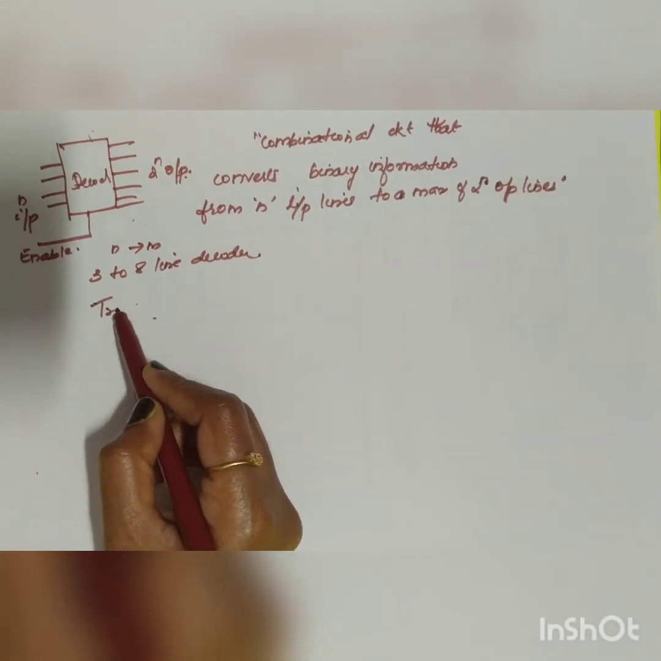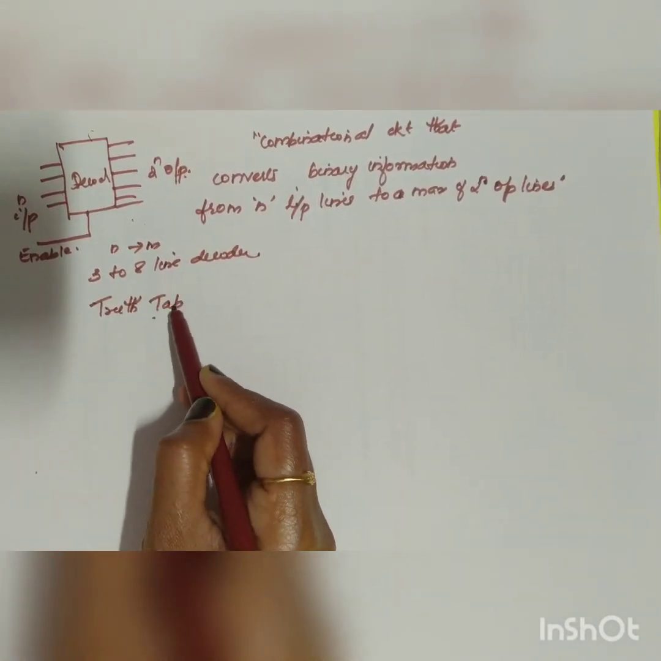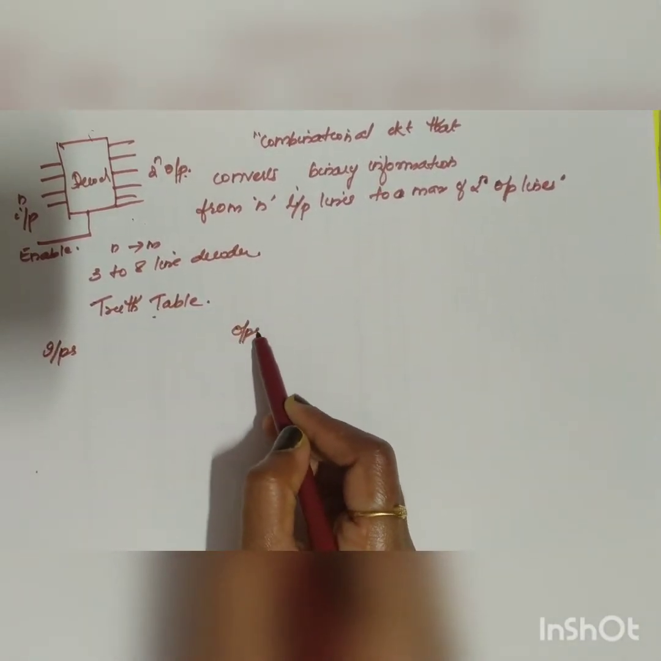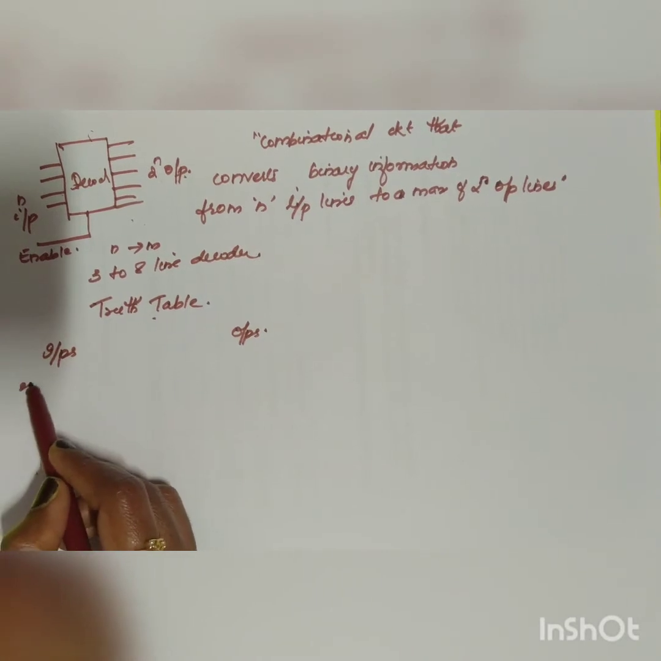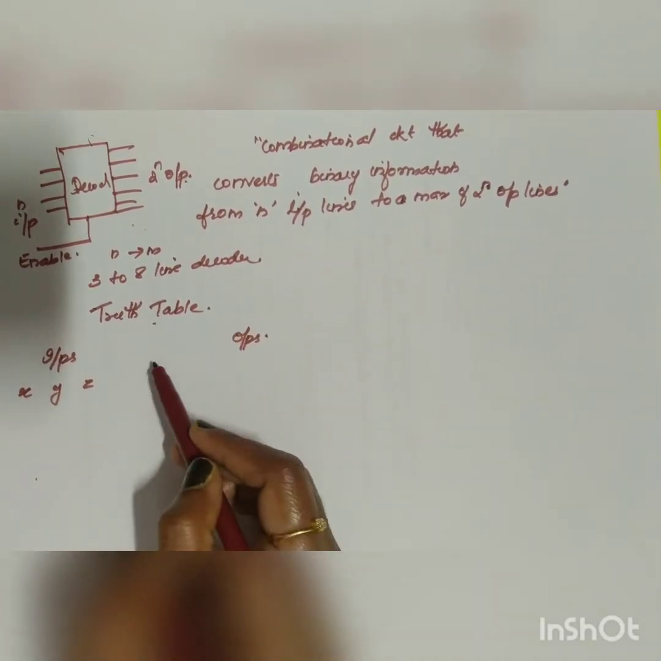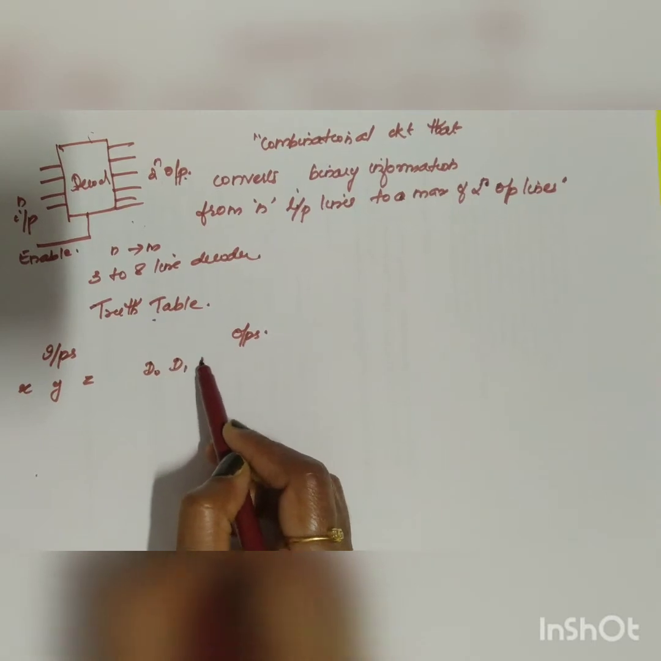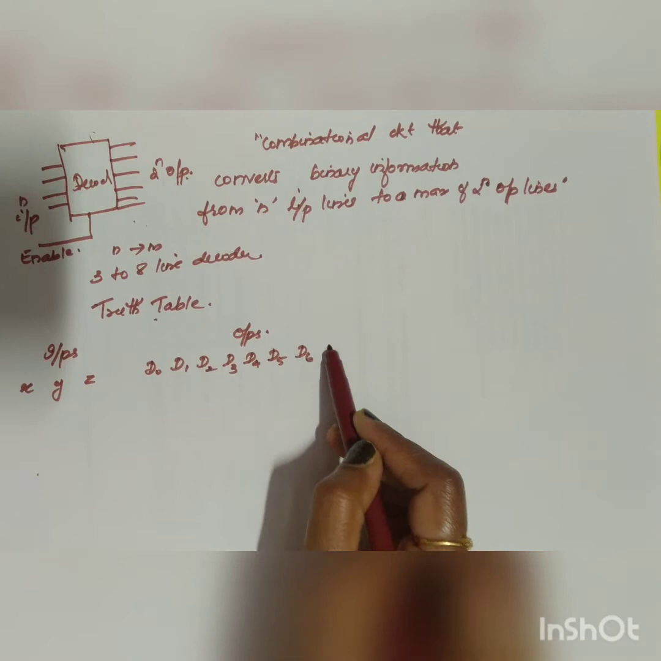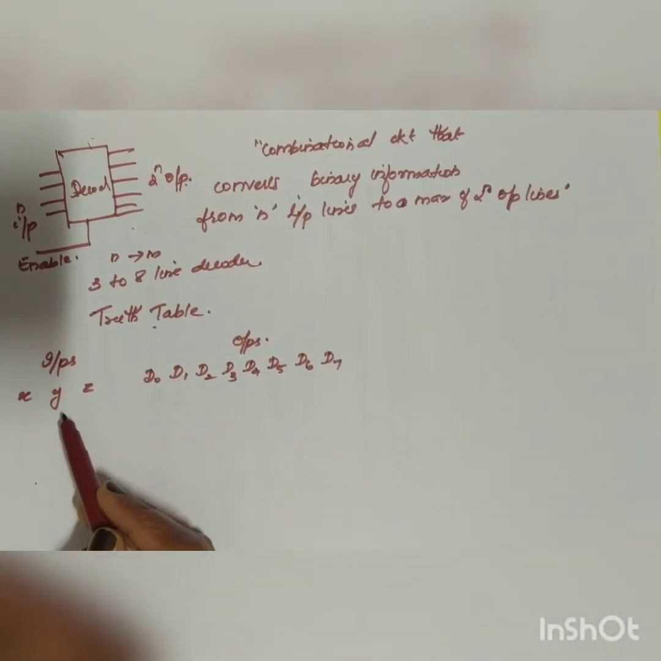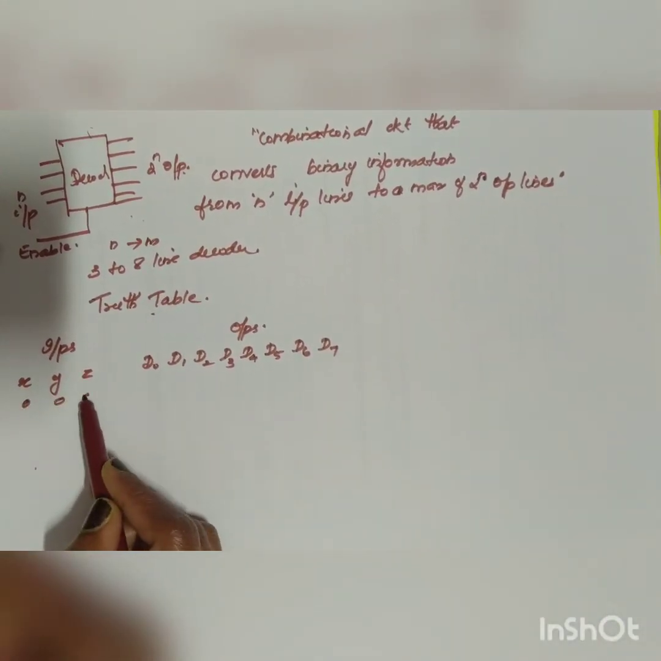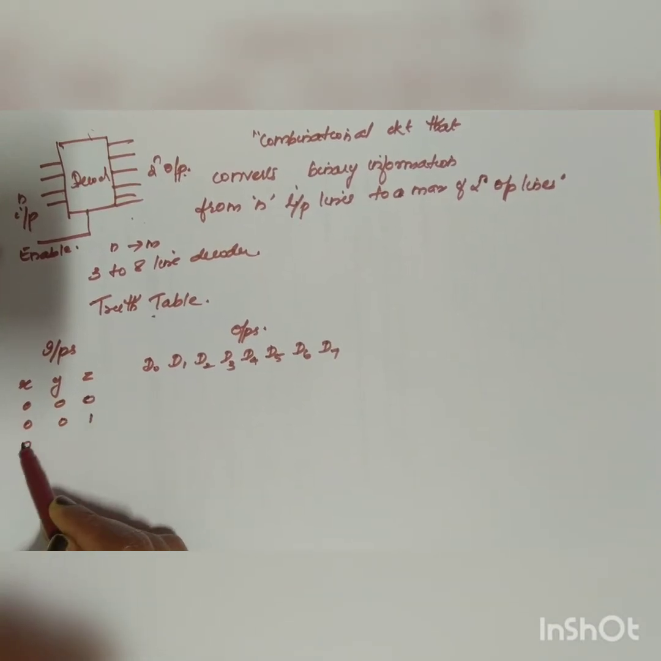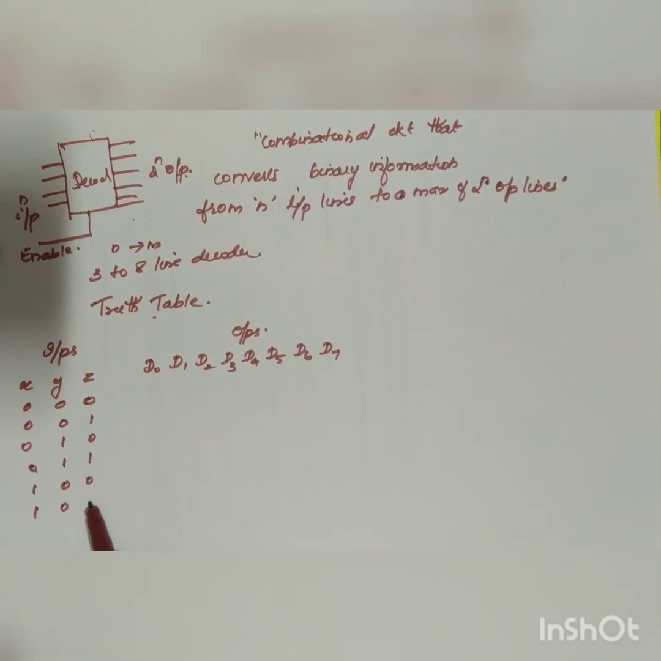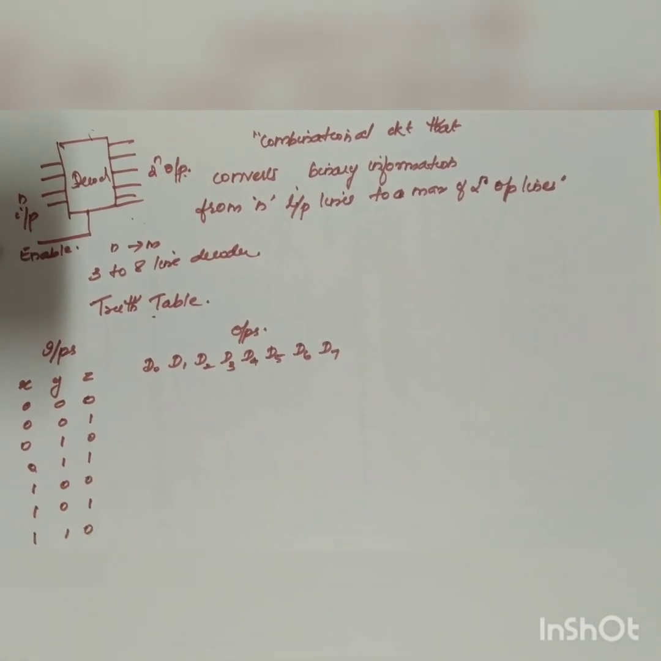First we will draw the truth table of your decoder. So what will be your inputs and outputs? You will have 3 inputs. Let me take them as x, y and z, and your outputs as d0, d1, d2, d3, d4, d5, d6 and d7. So what will be your combinations? 3 inputs, right? So 0 0 0, 0 0 1, 0 1 0, 0 1 1, 1 0 0, 1 0 1, 1 1 0, 1 1 1.